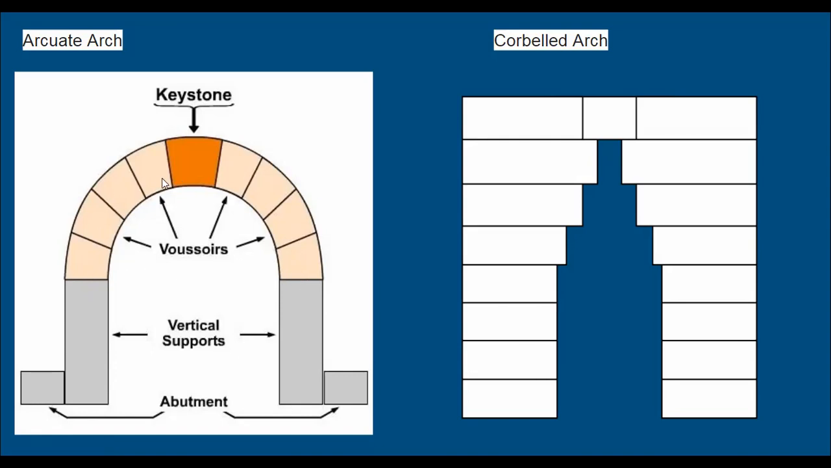Above that, 1 2 3, 1 2 3 are the voussoirs, and above that, the middle one is the keystone. So this is called the arcuate arch, or it is also called the true arch. Okay, and the supporting ones are the abutments or the buttress. And these are the vertical support. So this is called the arcuate arch or the true arch, and this one is the corbelled arch.